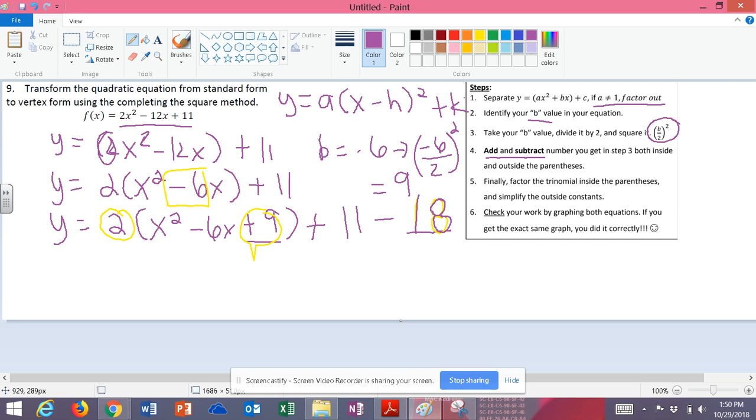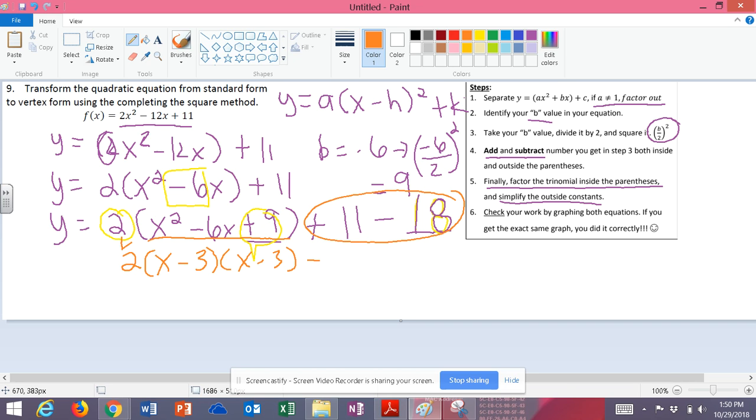All right, and then now I'm going to factor the trinomial that's inside the parentheses and simplify the constants on the outside. So I've got this trinomial, and I'm going to factor that. That's going to become x minus 3 times x minus 3. I'm going to bring down the 2 that was factored out before. And then these I'm going to simplify. So 11 minus 18 is going to be negative 7.